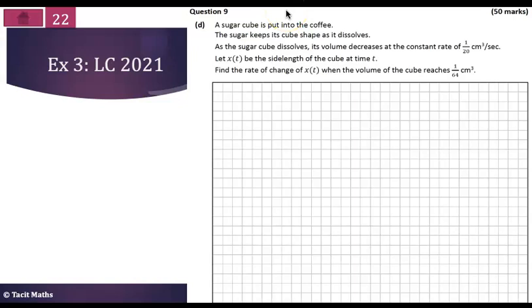Okay, now this is the hard question here then, right? The hard part of it. It's 10 marks. And anyone who's familiar with these type of questions should know it's a related rates of change, or 3 variables is what I kind of call it.